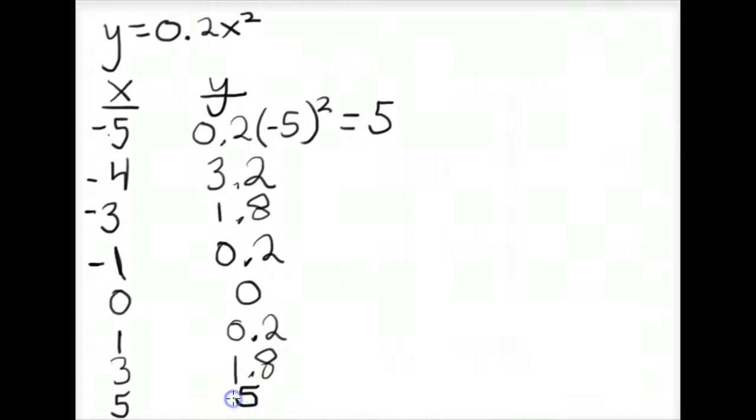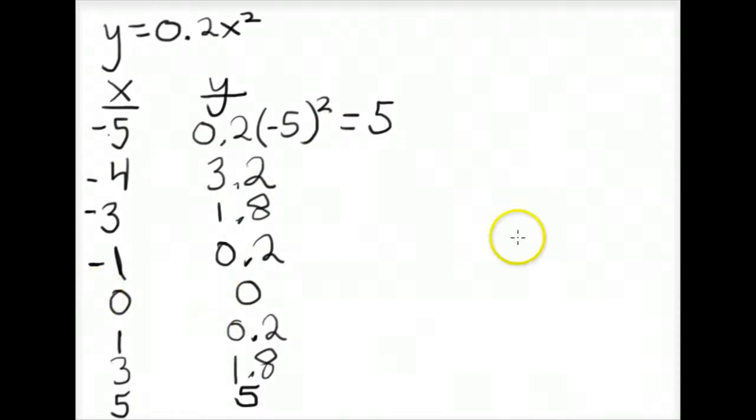Notice that this is a graph of a parabola and there is symmetry on both sides. As you can see, as x is negative, you'll be getting positive values of y, and we'll get those same values of y for the positive x values.